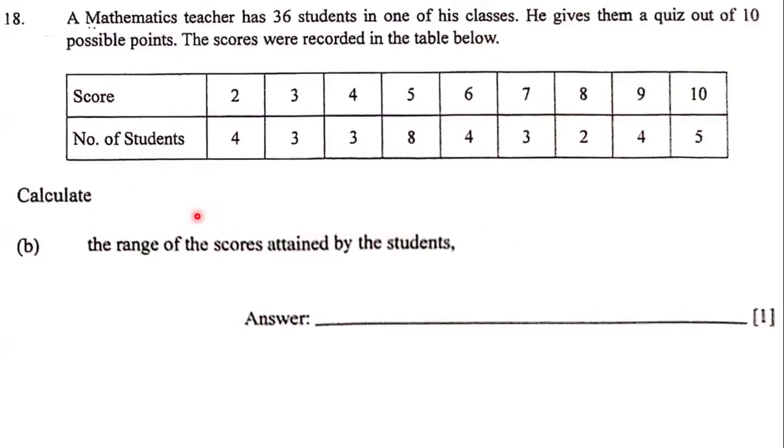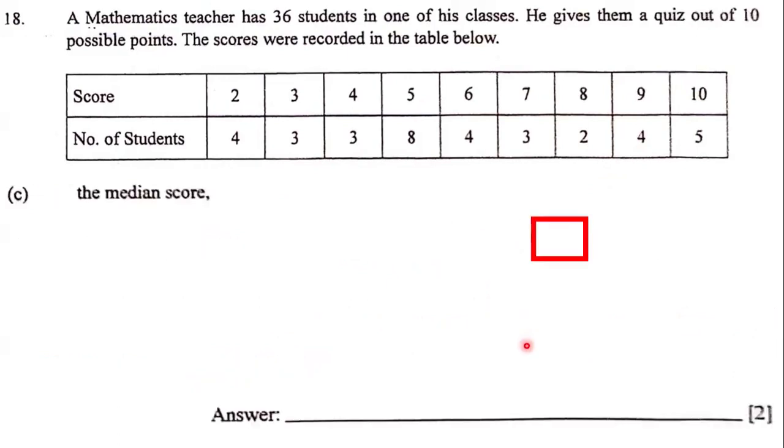It says, calculate the range of scores attained by the students. In order to find the range, we're going to take the highest score and subtract the lowest score. So we have 10 minus 2. 10 is the highest score, 2 is the lowest score. So 10 minus 2 is equal to 8. Therefore, 8 is the range. Let's move on to the next question.